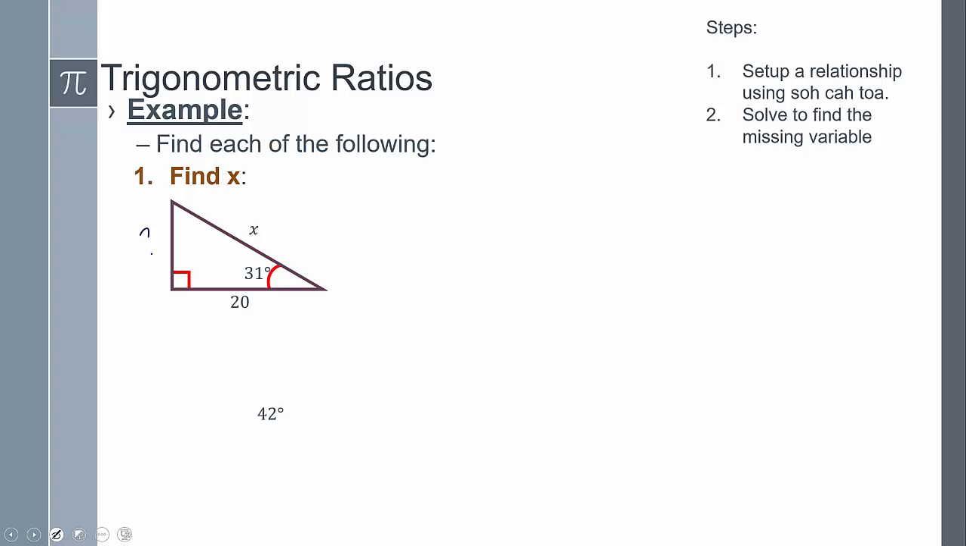From this angle, I know that this is my adjacent and this is my hypotenuse. So using SOHCAHTOA, I know it's going to be my cosine ratio. And so I would enter that into my calculator, or I would first establish the equation. So cosine of the given angle equals adjacent over hypotenuse. Now this is just an equation. We have solved plenty of equations before.